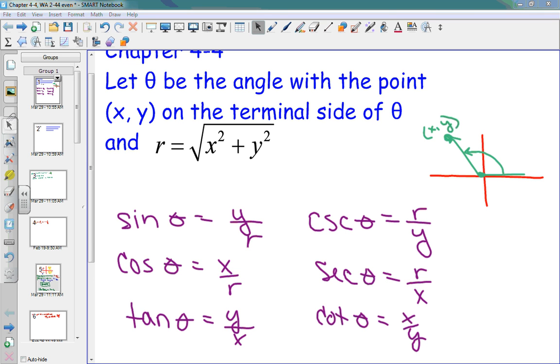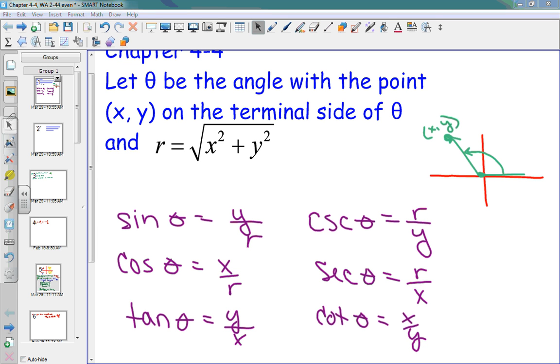Okay, let theta be the angle with the point (x, y) on the terminal side of theta, and r is equal to the square root of x squared plus y squared. R is your radius, folks. X squared plus y squared is equal to r squared. It's going to be the equation of the circle. X and y is your point, and r is your radius.